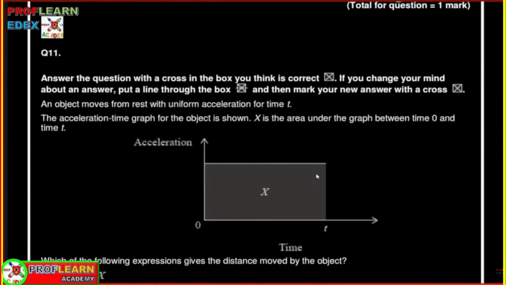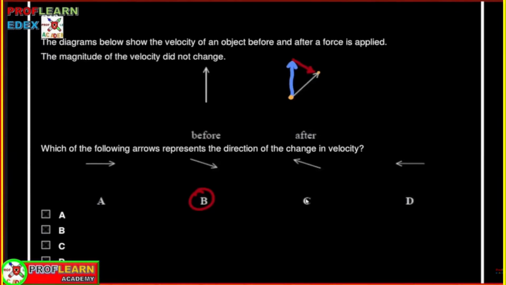In question number 11, an object moves from rest with uniform acceleration for the time t. But I told you from the previous section that the area under an acceleration-time graph will tell you the change in velocity. So X represents the correct answer in that case.